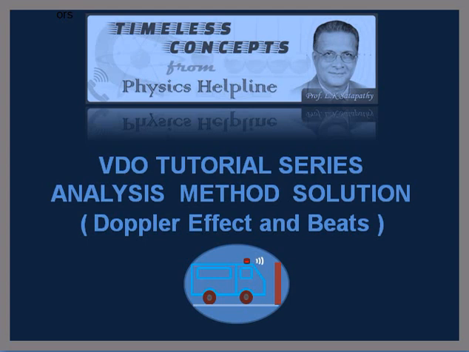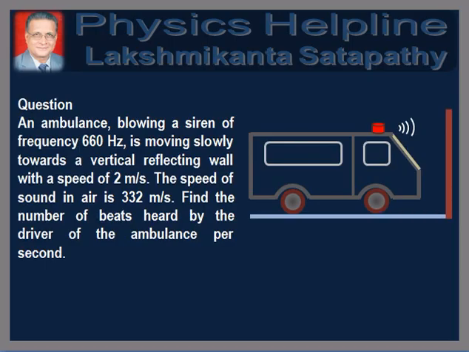physics. In this video tutorial, we will discuss a problem on production of sound beats as a result of Doppler effect. The question is as follows. An ambulance blowing a siren of frequency 660 Hz is moving towards a vertical reflecting wall with a speed of 2 meters per second. The speed of sound in air is 332 meters per second. Find the number of beats heard by the driver of the ambulance per second.